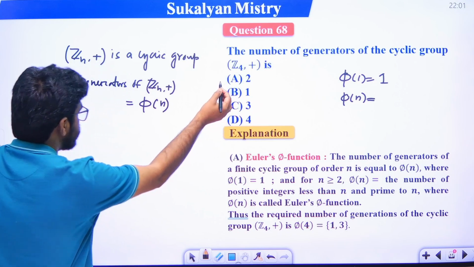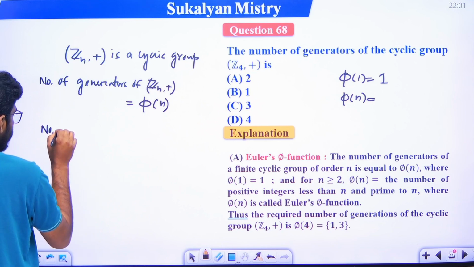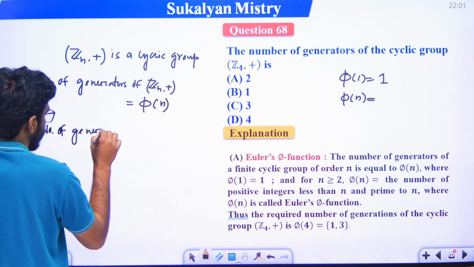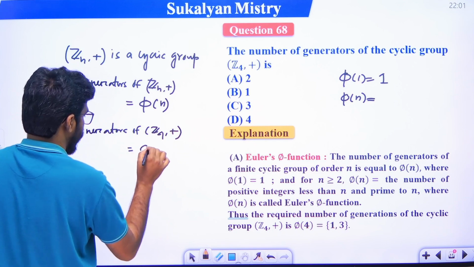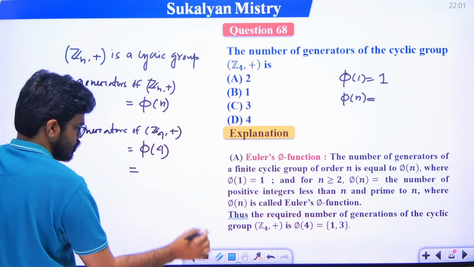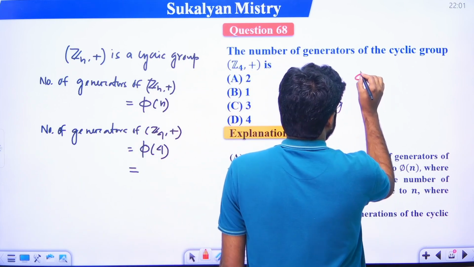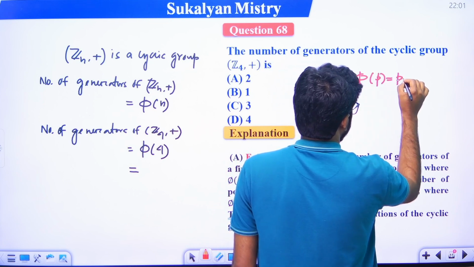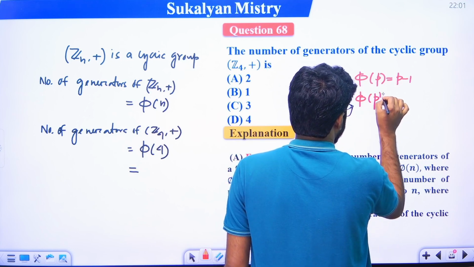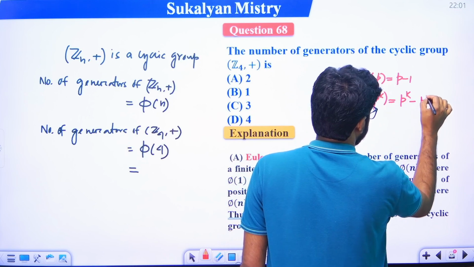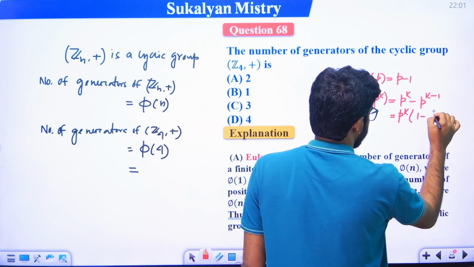Okay. So for this problem, we have to find the number of generators of Z4 comma plus, that is phi 4. How to calculate? Just note these very important results. Phi p is p minus 1, where p is prime. Phi p to the power k is p to the power k minus p to the power k minus 1, or this can also be written as p to the power k times 1 minus 1 by p.